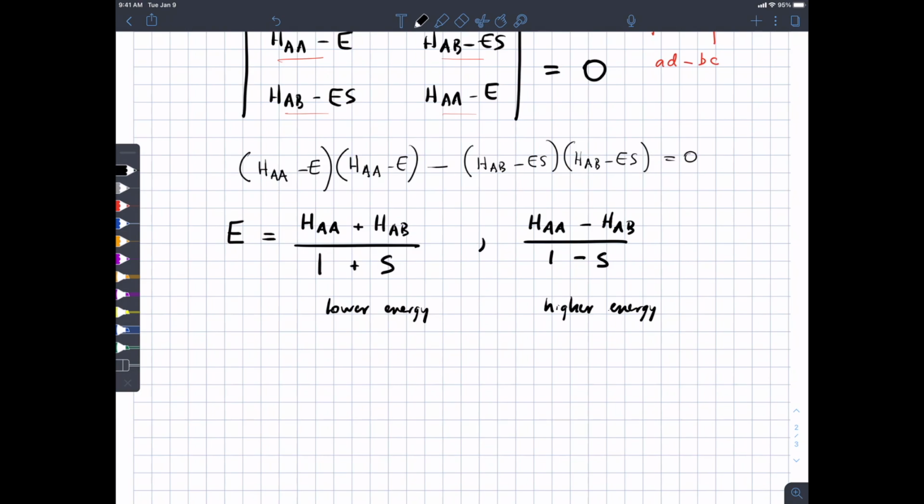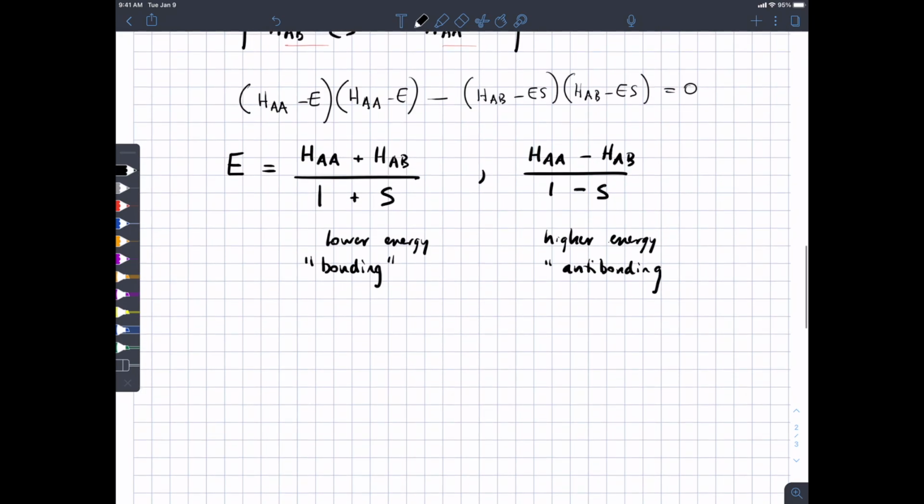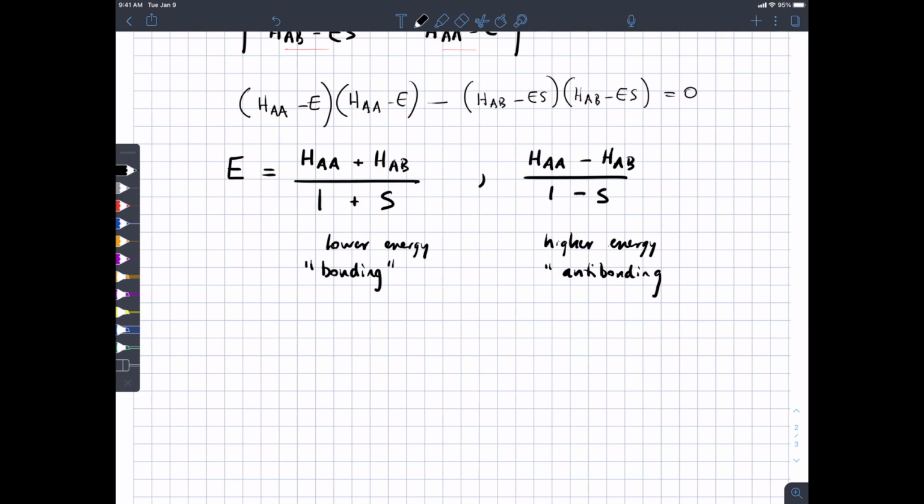There are two possible energies that satisfy the equations that we've set up so far. This is the lower energy one on the left and the higher energy one on the right. And in fact, we will call the lower energy one a bonding orbital, and a higher energy one we will call an anti-bonding orbital. Now, there's an interesting consequence. This overlap integral here plays an interesting role.